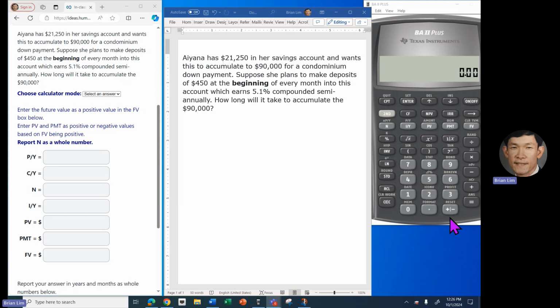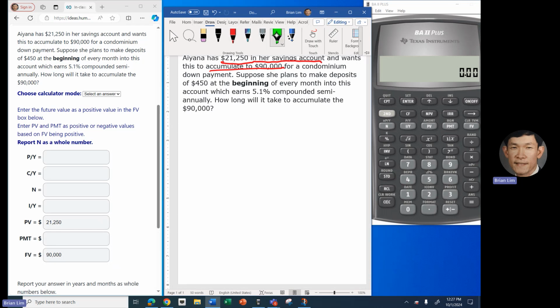Let us begin. We'll look at this question. Ayana has $21,250 in her savings account. So that would be a present value of $21,250. Okay, and she wants to accumulate $90,000. So $90,000 will be the future value. All right, and Ayana wants to do this for a condominium down payment.